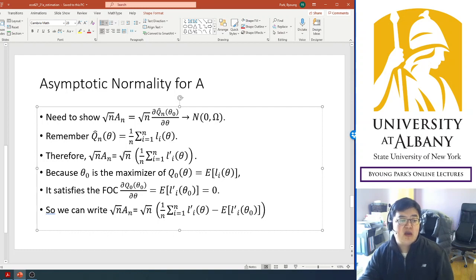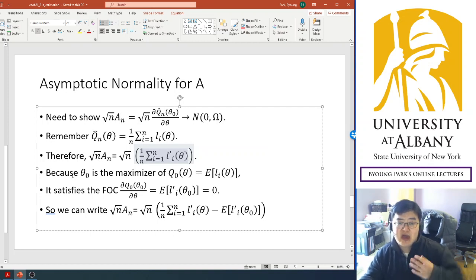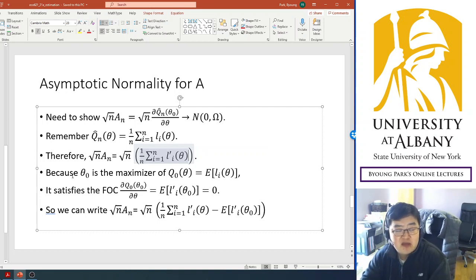And here, okay, still we need a few more steps. In the end, we would like to have this kind of form to apply the central limit theorem. The central limit theorem is about the difference between sample average and the population mean. So then where is the population mean? We can handle that easily because we know that by definition, by construction, theta 0, the true parameter, is the maximizer of the criterion function. And again, by the first order condition, the derivative at theta 0 must be 0.